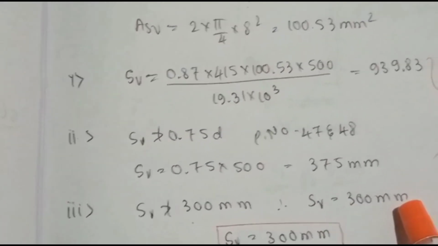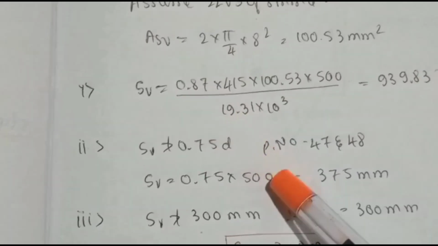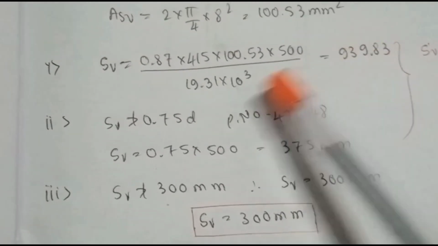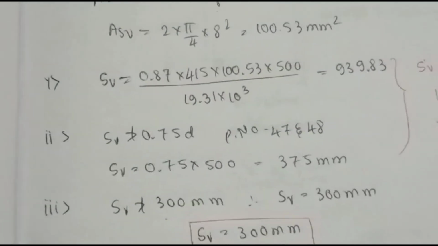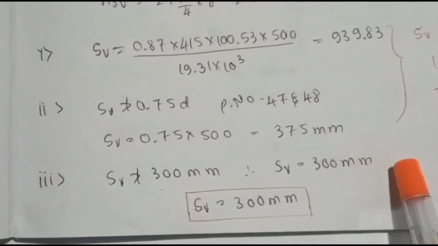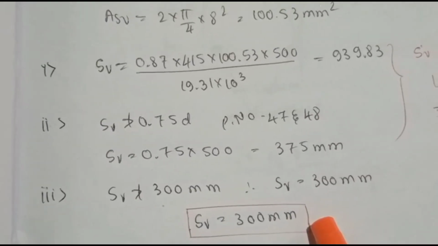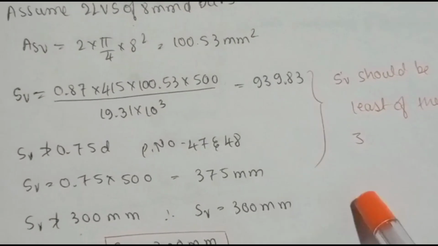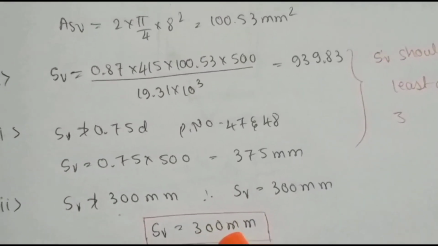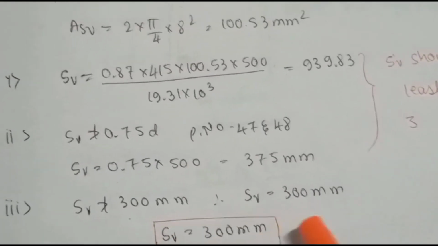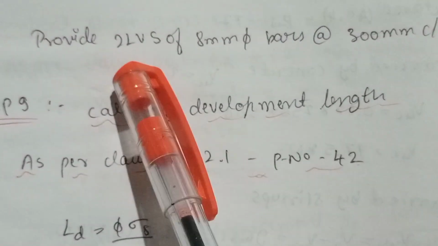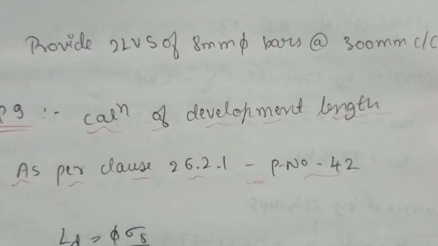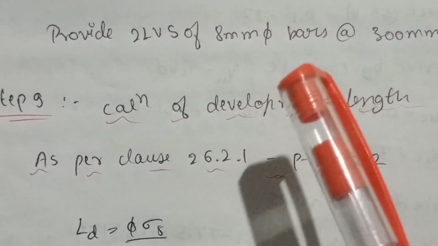So they have said our SV value should be least of these three. So which is least for this? So 300 mm is the least value. So they have said our spacing of stirrup should be least of these three. So 300 mm is least. I am taking our SV value is equal to 300 mm. So provide two-legged vertical stirrups of 8 mm diameter bars at 300 mm center to center. This is how we calculate the spacing of stirrups.